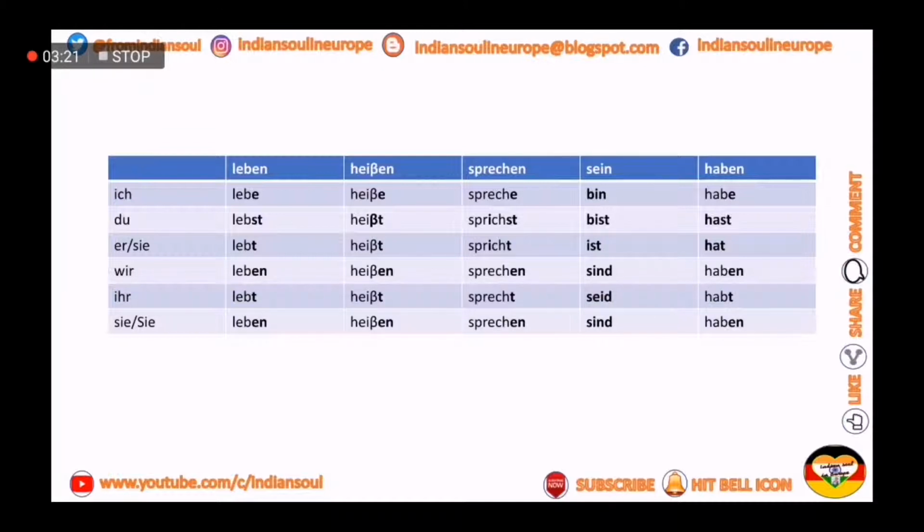And now come the most important forms of the verbs that are mostly used, that is sein and haben. So let's take a look at sein, and you just have to remember it that way. It's not that tough. So ich bin, du bist, sie es ist, wir sind, ihr seid, sie sind.